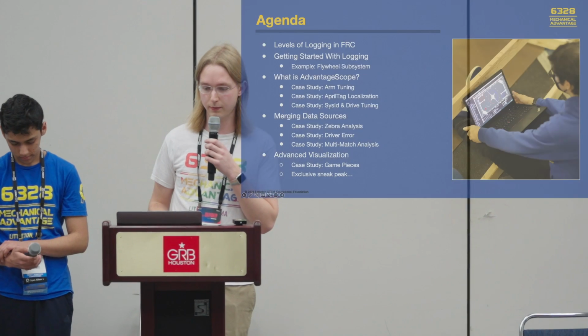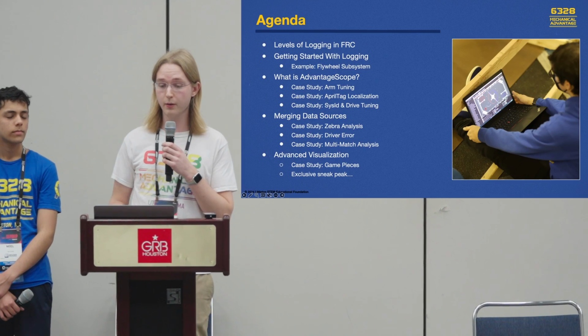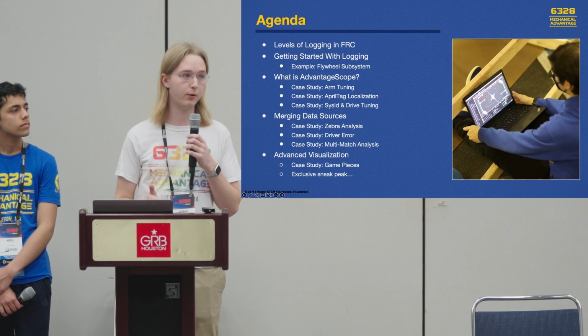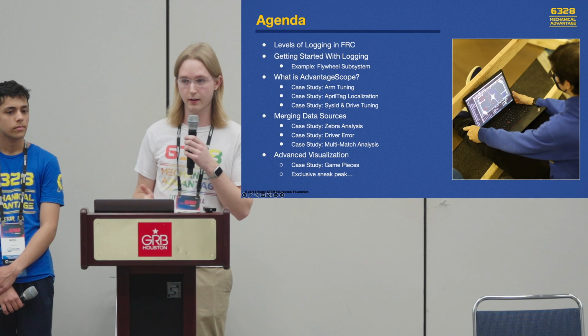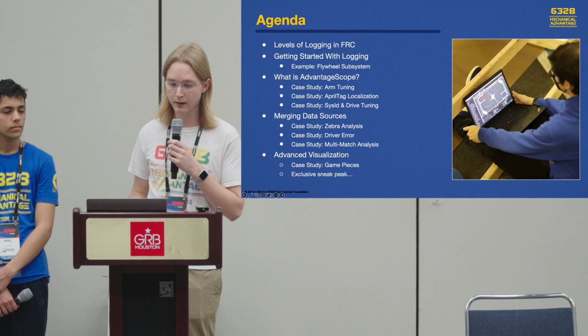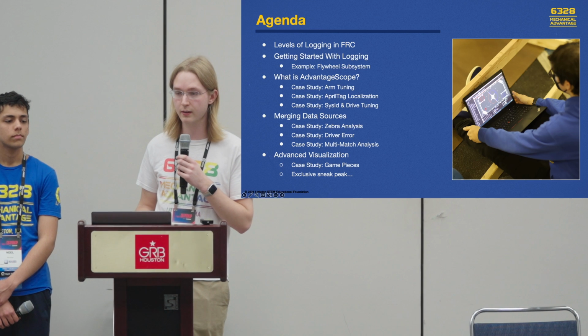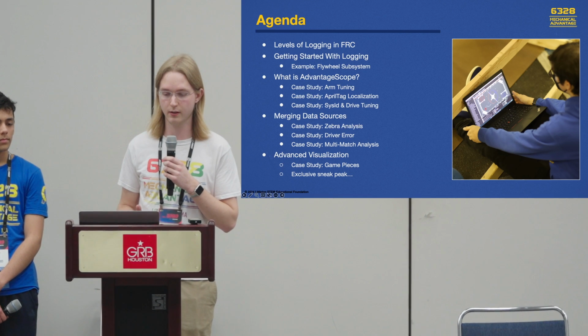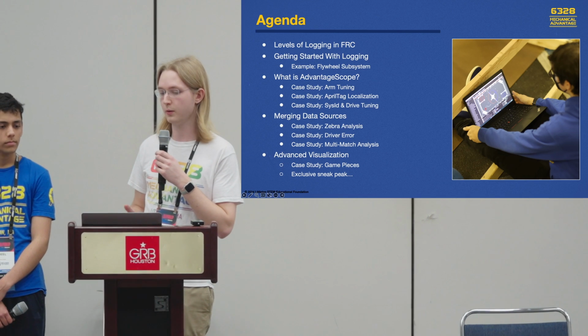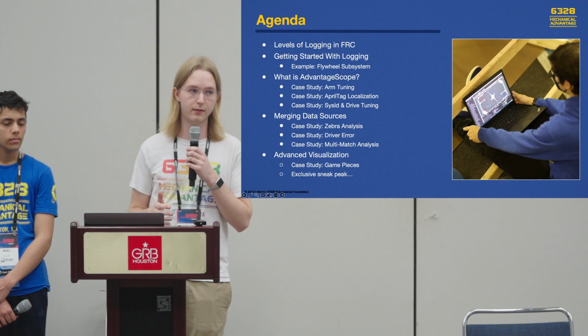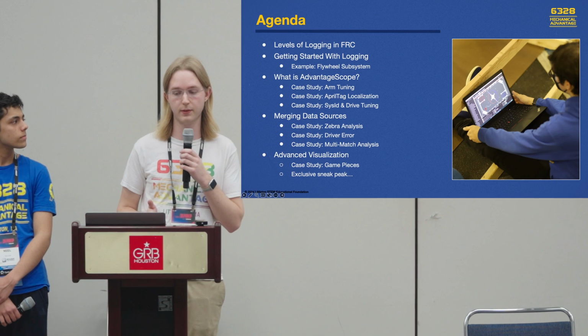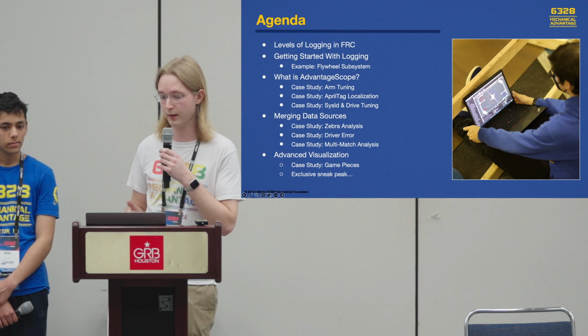Okay, so here's what we're going to be talking about today. We'll start off by looking at levels of logging in FRC. We'll talk about how to get started with logging. We'll then go through what AdvantageScope is and a couple of case studies exploring it. We'll talk about merging data sources and a couple of additional case studies. And then we'll end with a section on advanced visualization with one case study as well as an exclusive sneak peek of an upcoming AdvantageScope feature. So that should be pretty fun.